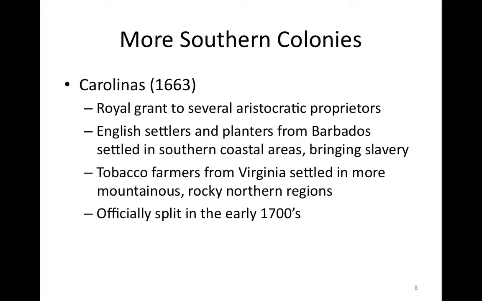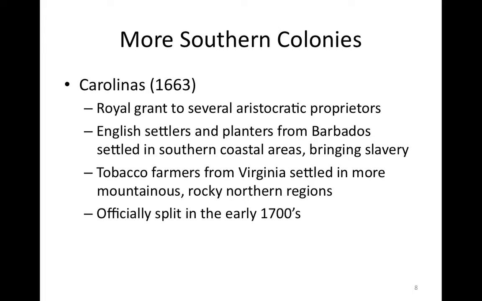Some other people who came to the Carolinas included tobacco farmers from the north, from Virginia. These were the poorer sorts of people who had less access to the better land and sought opportunity in the Carolinas, and they ended up settling in the more mountainous, rocky northern regions.